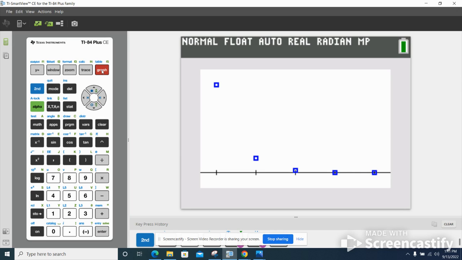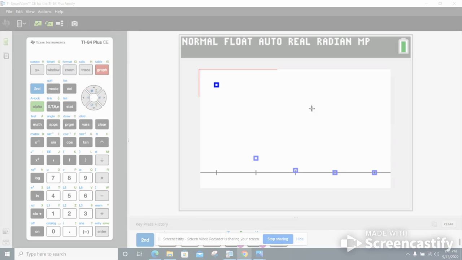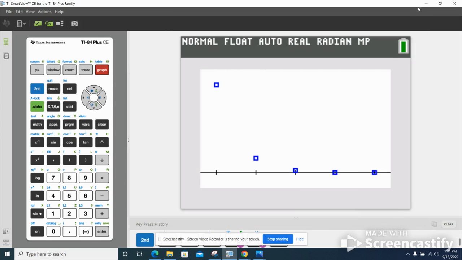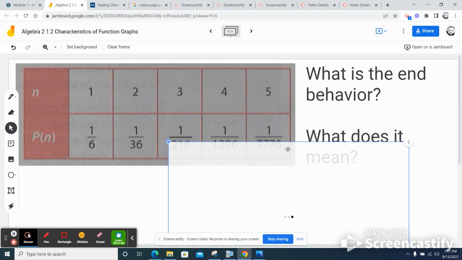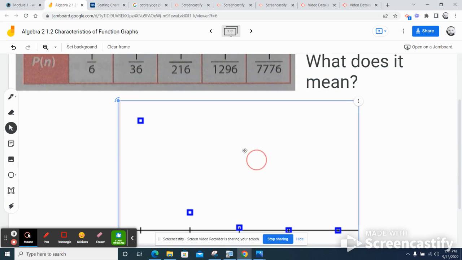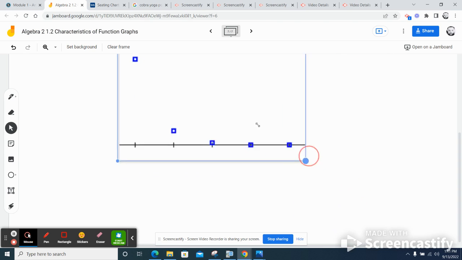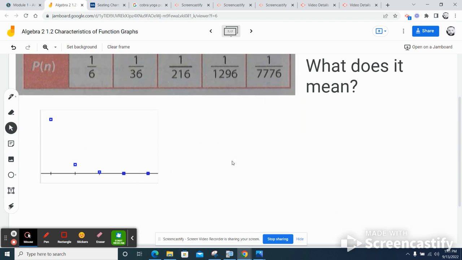So let's take this, you want to sketch. I'll take a little screenshot and plug it into the notes here. Yeah, we're going to sketch this one out. Because it's not asking the value, it just wants to know what is the end behavior. And the end behavior is based on the graph. So if I take this little graph, let me make it a little smaller. All right, there we go.